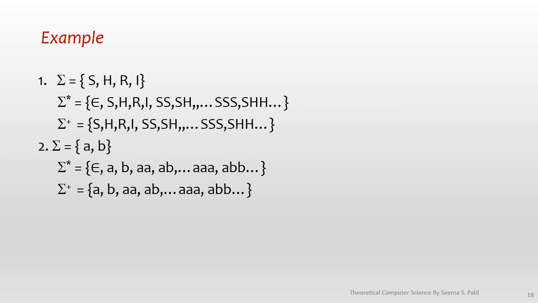Next example is sigma equal to {A, B}. Write down sigma star. You have to add first epsilon, then A, B of length 1, AA, AB of length 2, AAA, ABB combination of length 3, dot, dot, dot. And write down sigma plus. Only remove the epsilon from the sigma star. Write the same set, that is A, B, AA, AB, dot, dot, dot, AAA, ABB, like this.